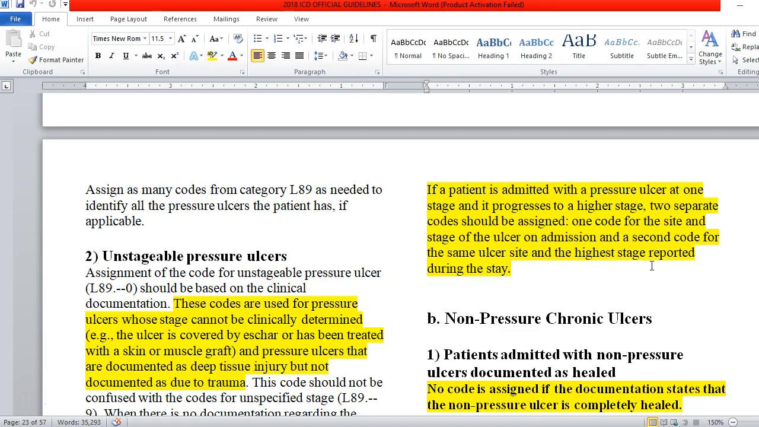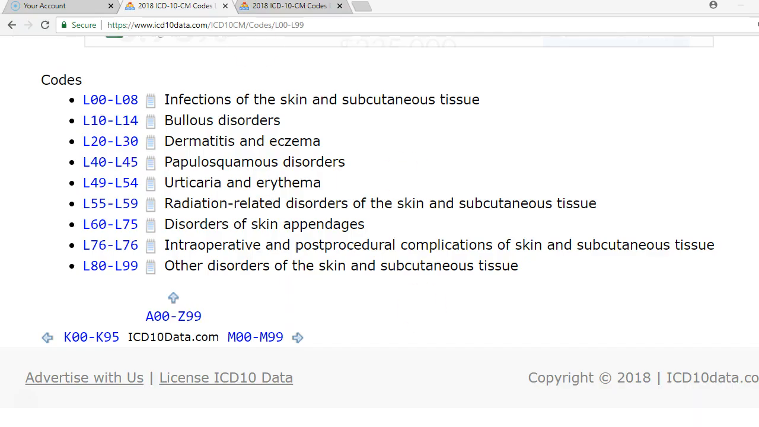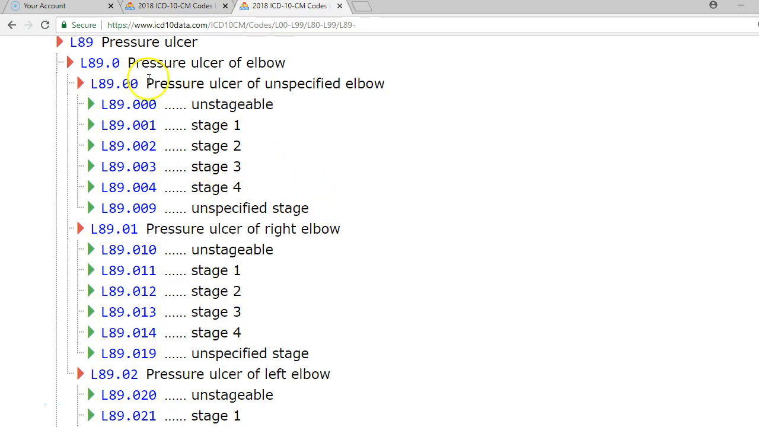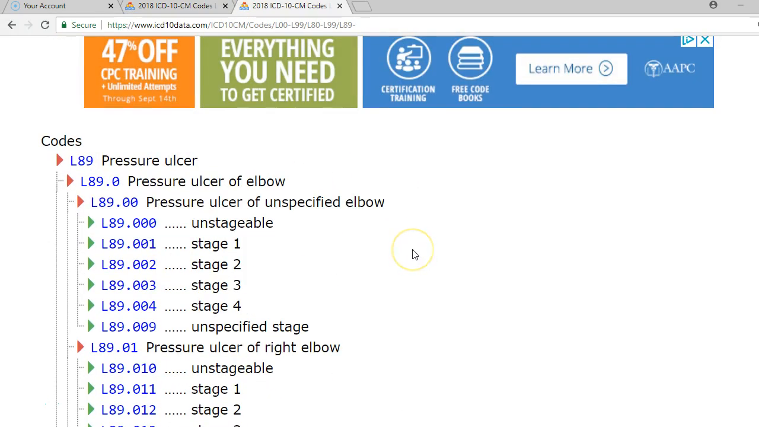So that's about our pressure ulcer. So let's look at the codes for a few minutes, then we're going to come back to the non-pressure chronic ulcers. So again, using ICD-10 data, I pulled up our L89s, which is our pressure ulcers. Now the L89s will go on for pages and pages and pages, because again, each and every anatomic site that can have a pressure ulcer, we need to know if it is, as you can see here, unstageable, stage 1, 2, 3, 4, or unspecified.